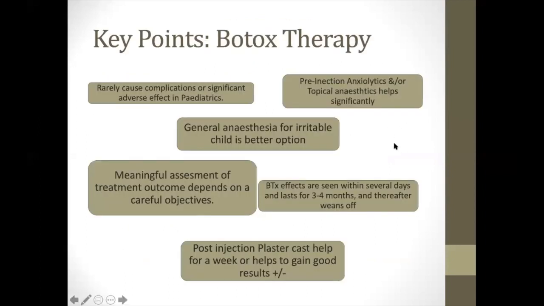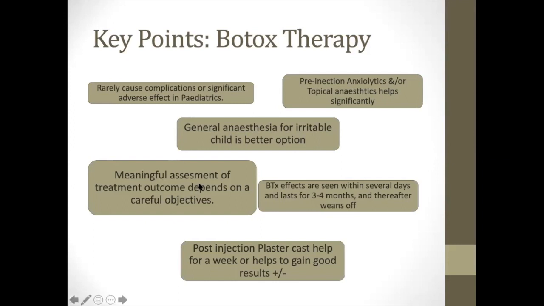So here are the key points in Botox therapy. It rarely causes a complication or significant adverse effect in pediatrics. Pre-injection anxiolytics and topical anesthetics are very beneficial for giving the injections. In smaller children and irritable children, you can use general anesthesia. I use only propofol and sometimes ketamine, together with the anesthetist.